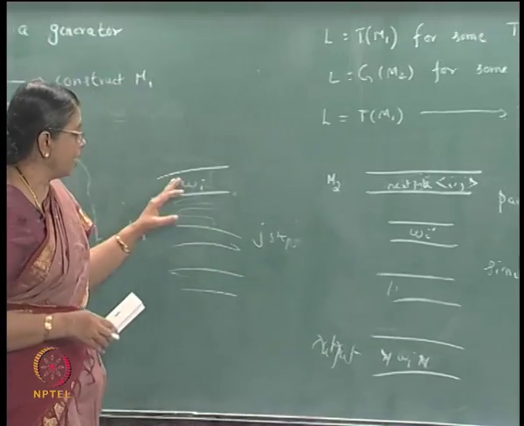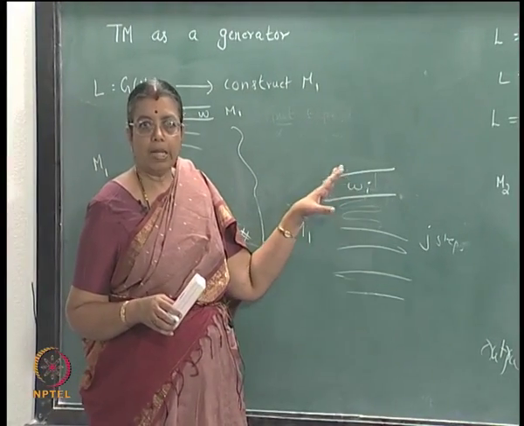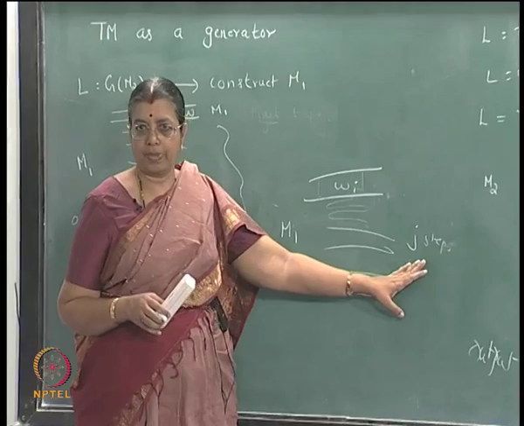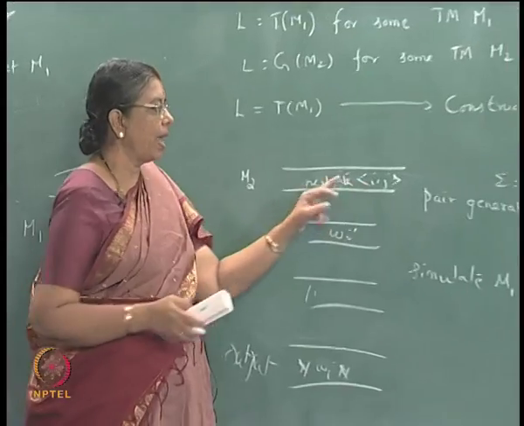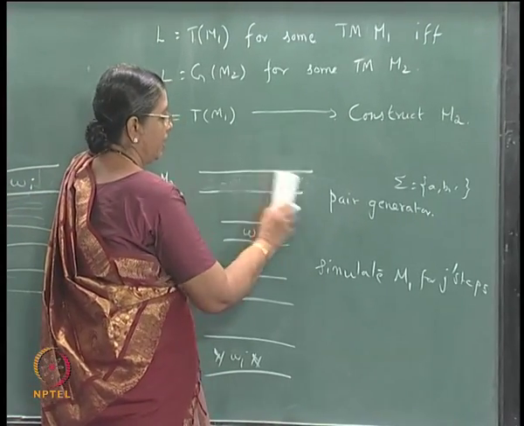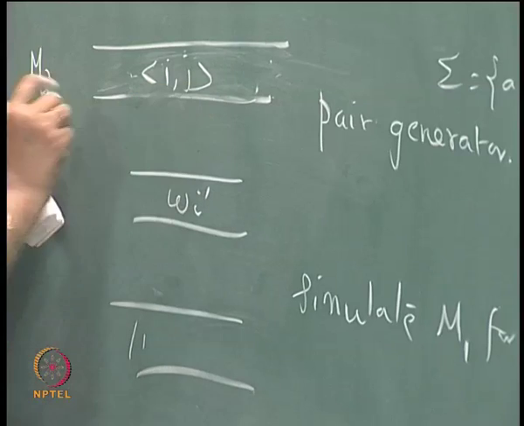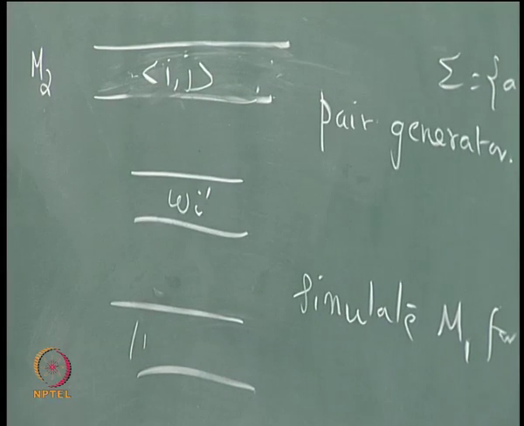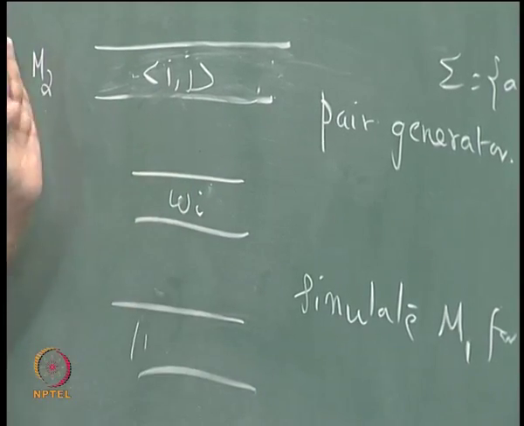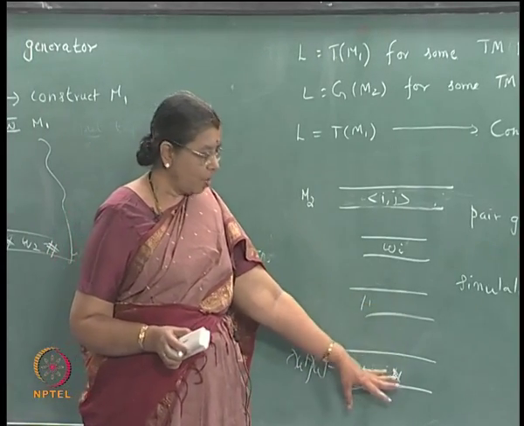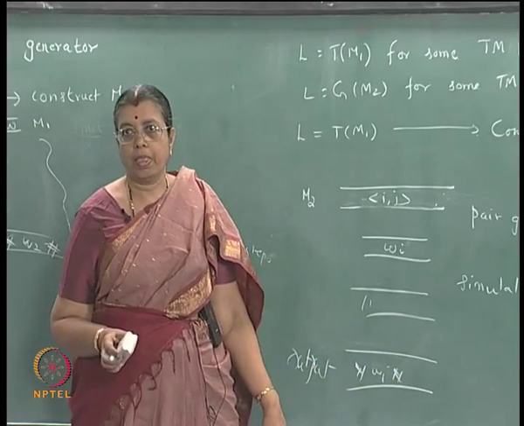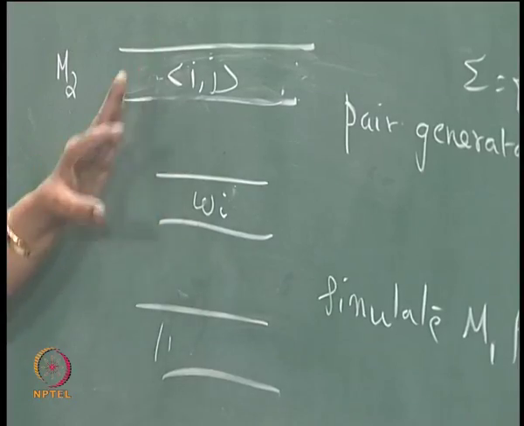So, if at all a string Wi is accepted, it will be accepted by M1 in some j steps. And at some stage or the other the pair ij will appear on the pair generator, because one by one you are going to generate. When the pair ij is generated, Wi will be generated here, and when simulating M1, the machine will accept in j steps, on the jth step. So, it will be printed on the output. If it is accepted by M1, it will be generated.